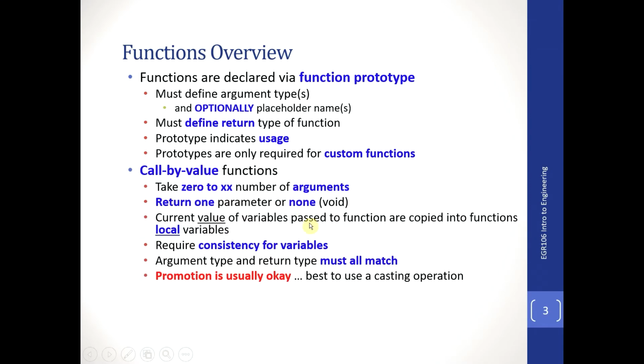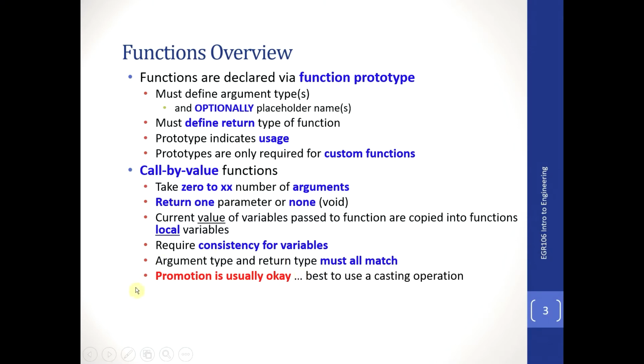There are two types of functions. We have call by value functions. Remember, this is like copying and pasting the value of a variable from main down to the actual function itself. The current value of a variable gets passed down to the function. It's like it's copied into the local variables of that other function. You can return one thing from a call by value function back to main, but you can't send multiple things back. It's not like a call by reference function.